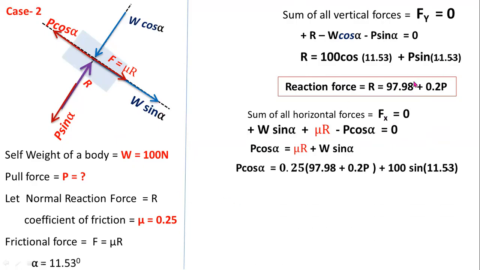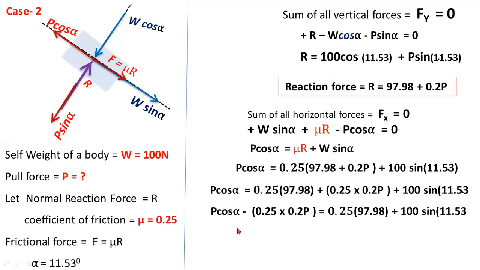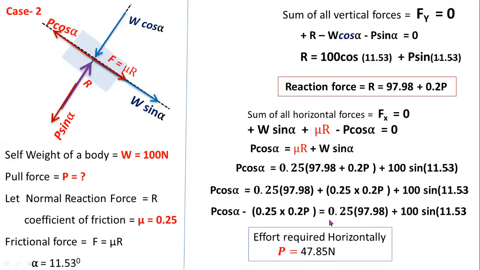Substitute the value of reaction force in this equation. Now this is the value of P cos alpha. Finally we got the value of P, that is the effort required horizontally. Capital P equal to 47.85 newtons. This is the final answer for this problem.